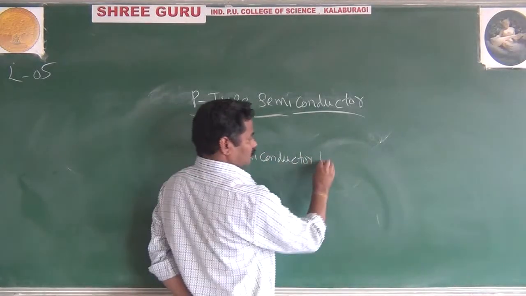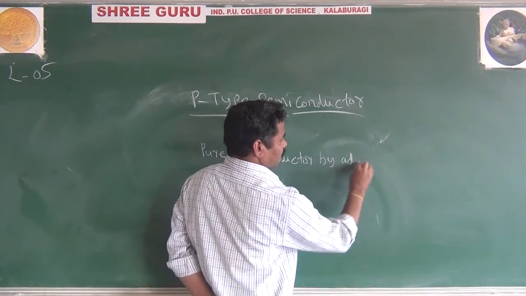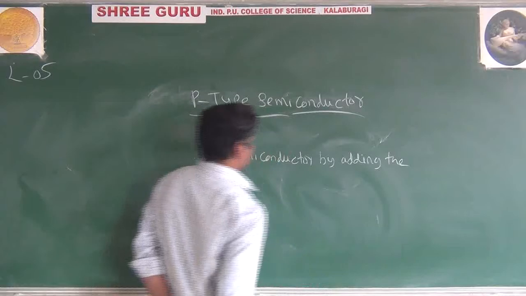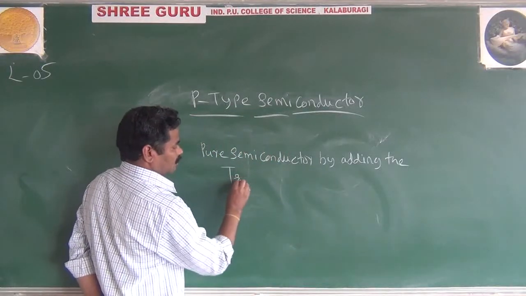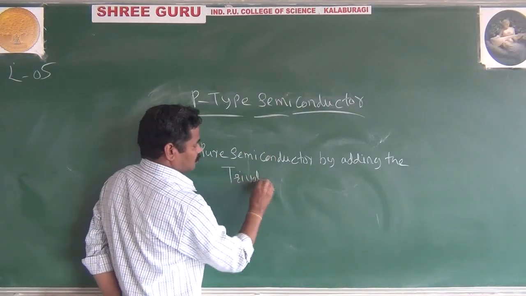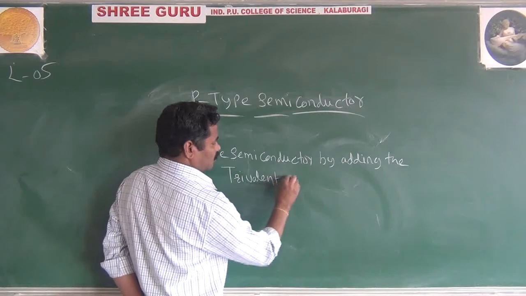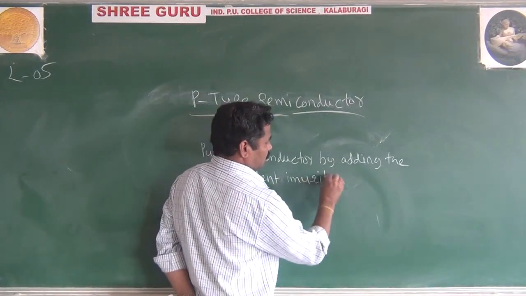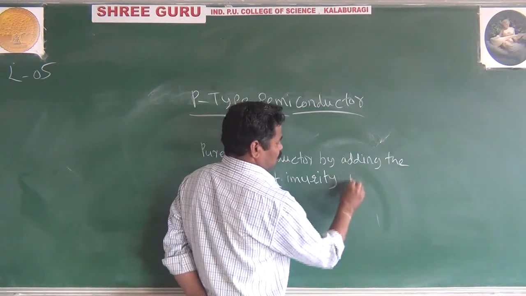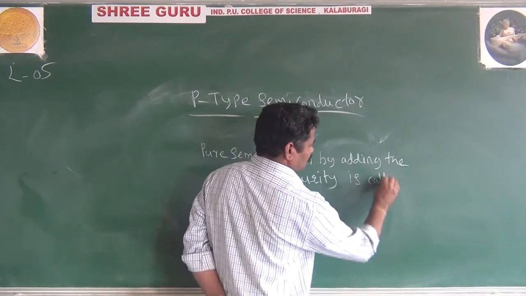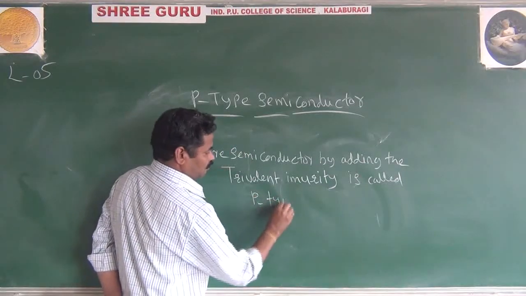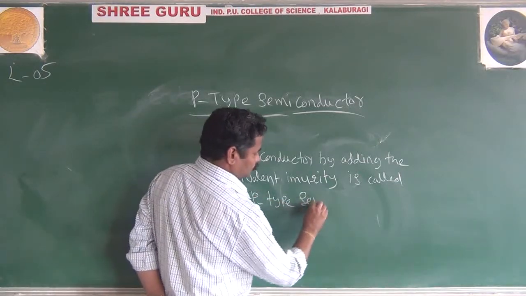By adding trivalent impurities to a pure semiconductor, you get your p-type semiconductor.